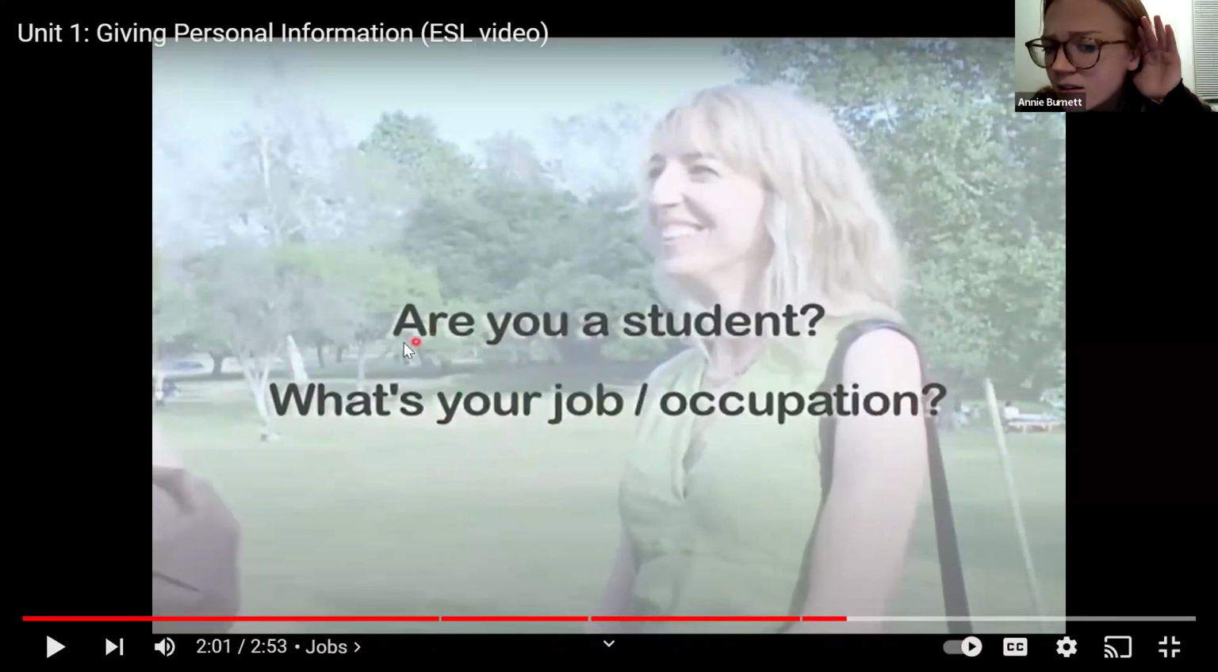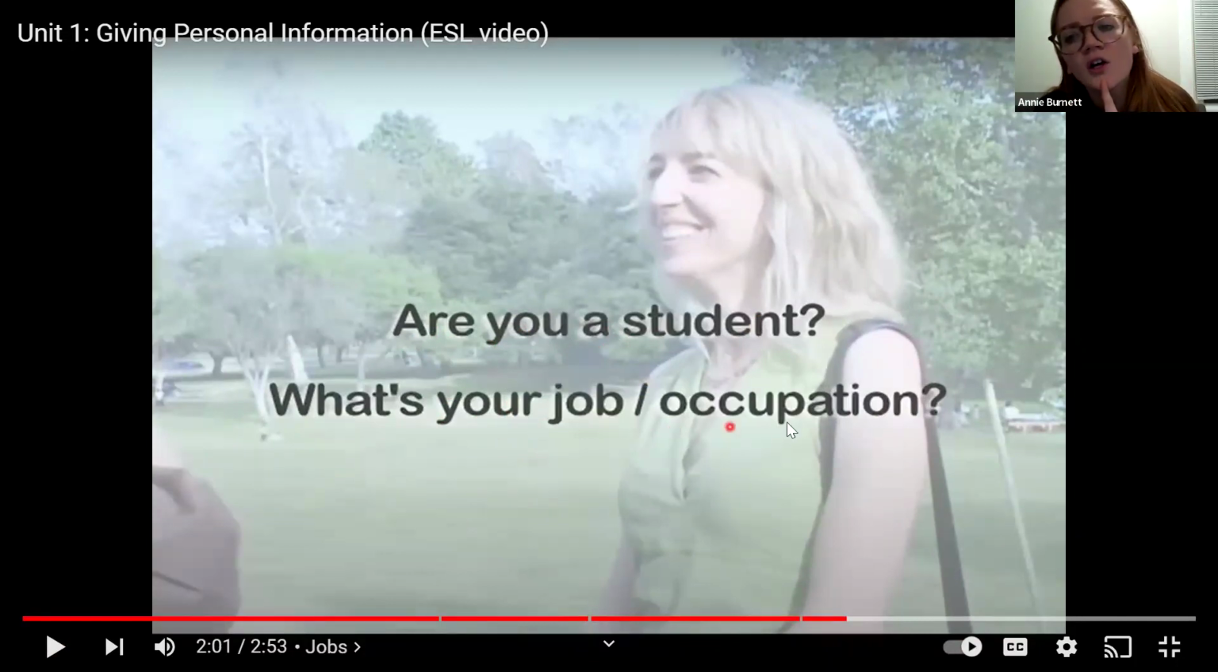What does this say? Are you a student? Are you a student? Repeat. Or what's your job? Occupation. Job, occupation, same, same.